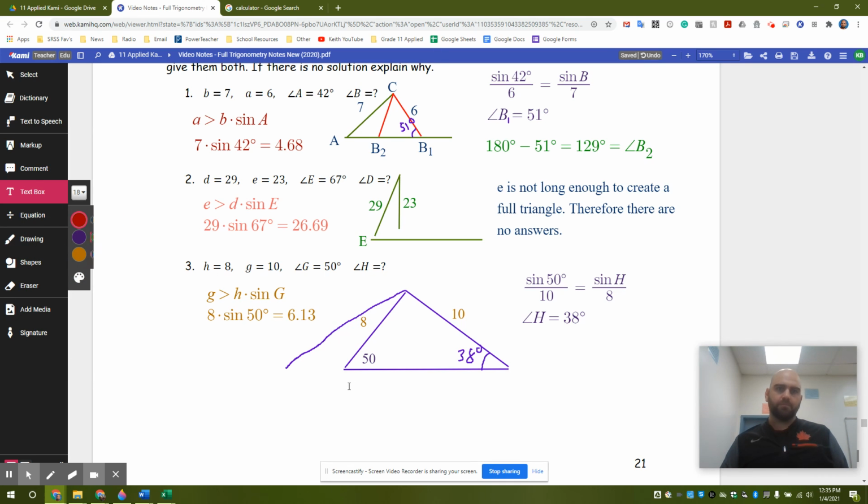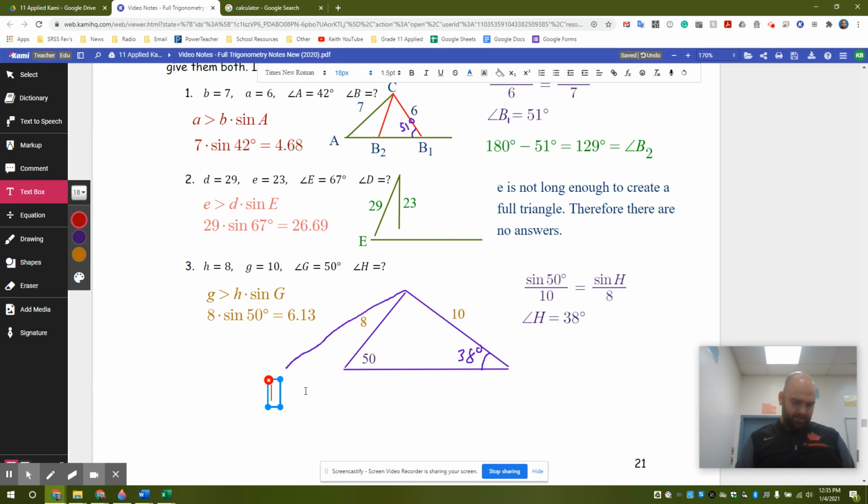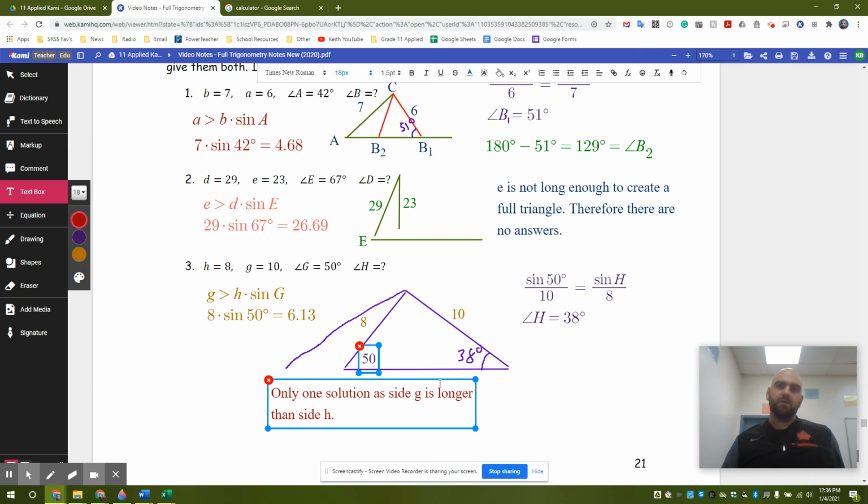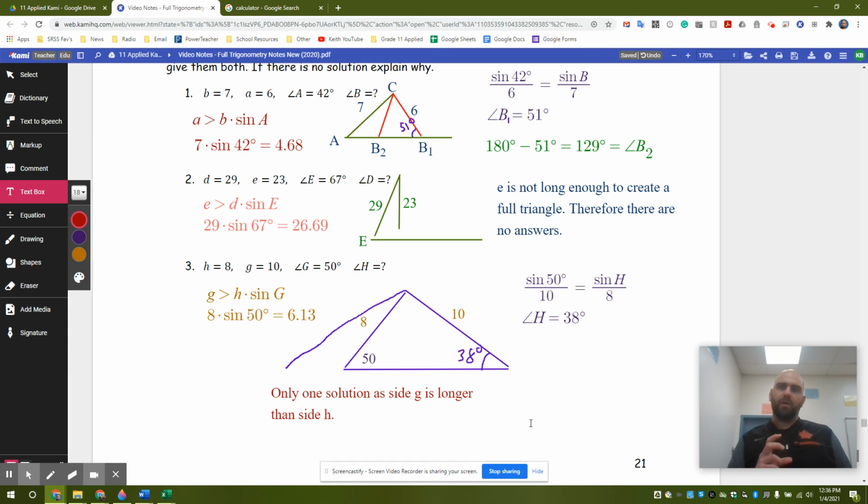What we're going to say here is that there's only one solution as side G is longer than side H. Because G is longer than H, we only have one measurement or one angle. So in this case, there's only one scenario. We have to make sure that it could have two, could have none, could have one, and it could have one in a separate way where we are given exactly a right angle triangle. So be careful that we understand how many solutions there are, and we need to find every solution possible.